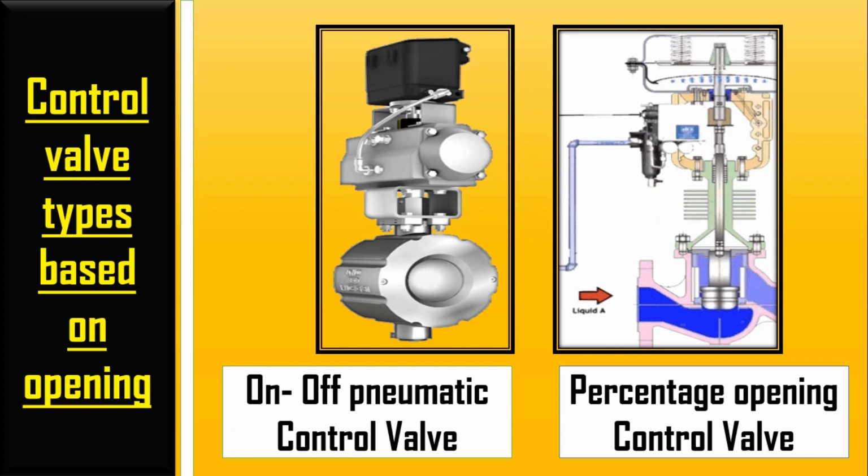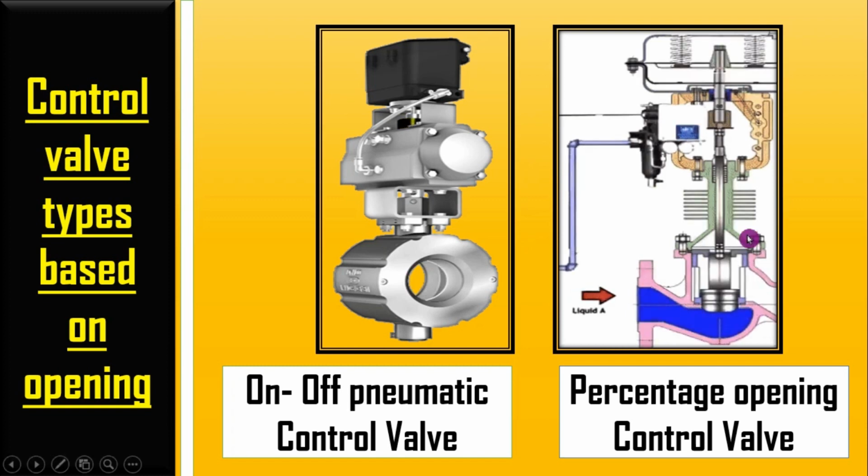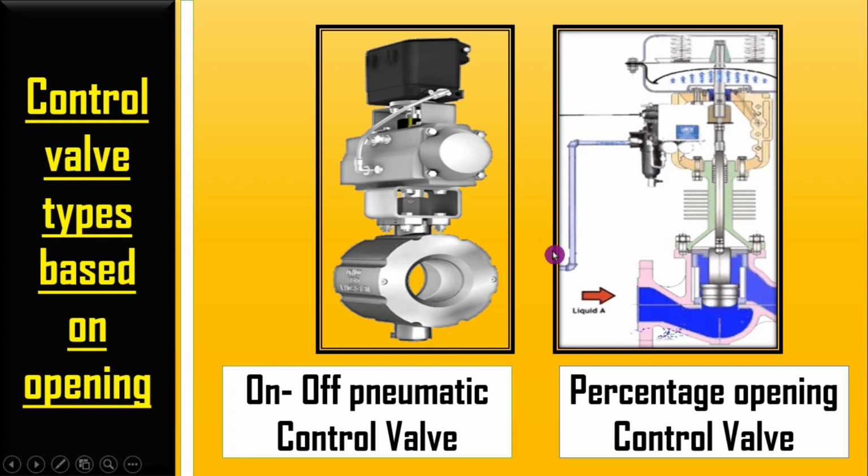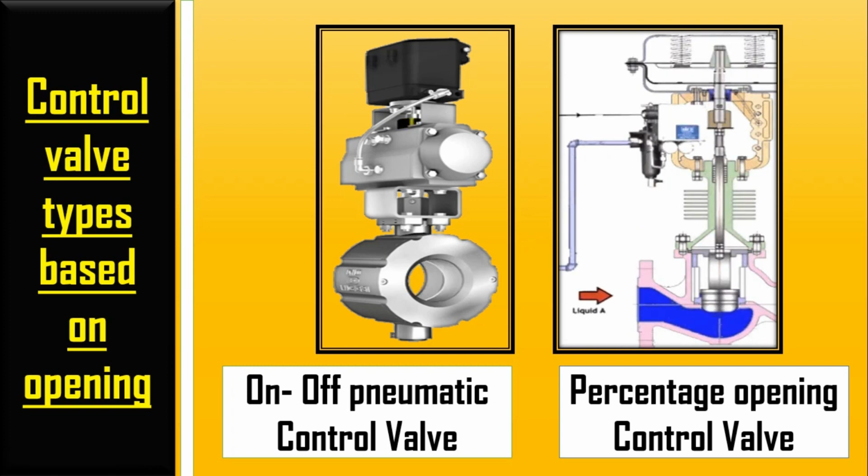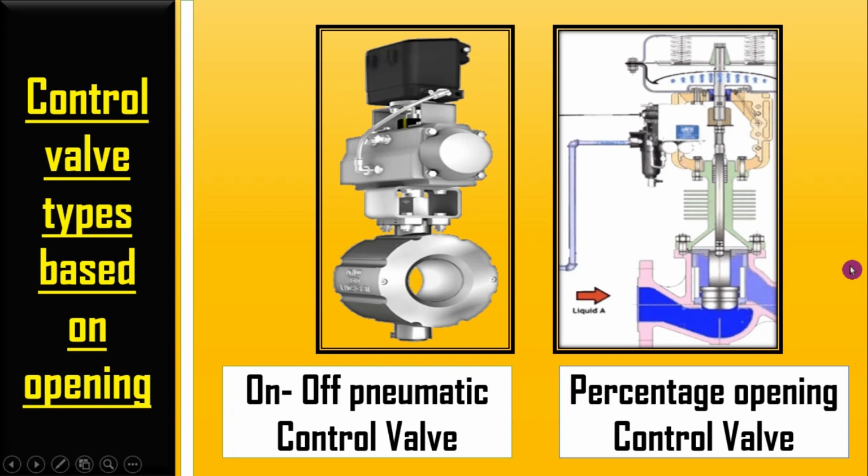The other one is percentage opening control valve. This control valve will open according to the percentage signal given to it. If we are giving the command to the control valve for opening 25%, it will be open 25%. If we are giving the command for 50%, it will be open 50%. If we are giving the command for 100%, the control valve will open 100%.